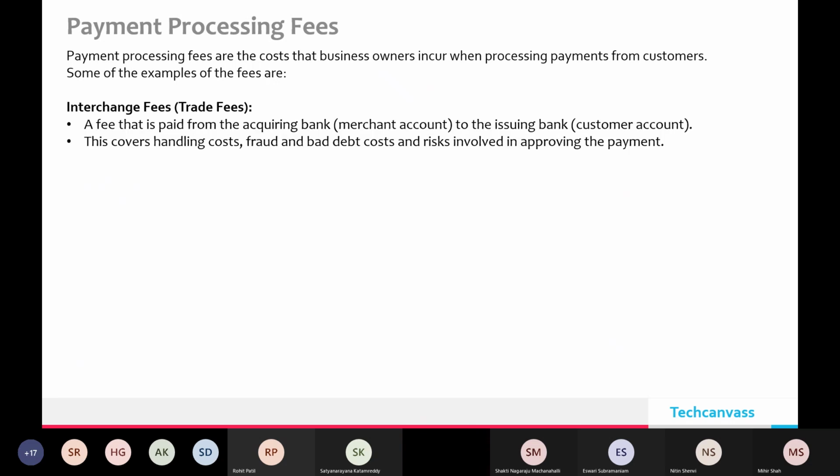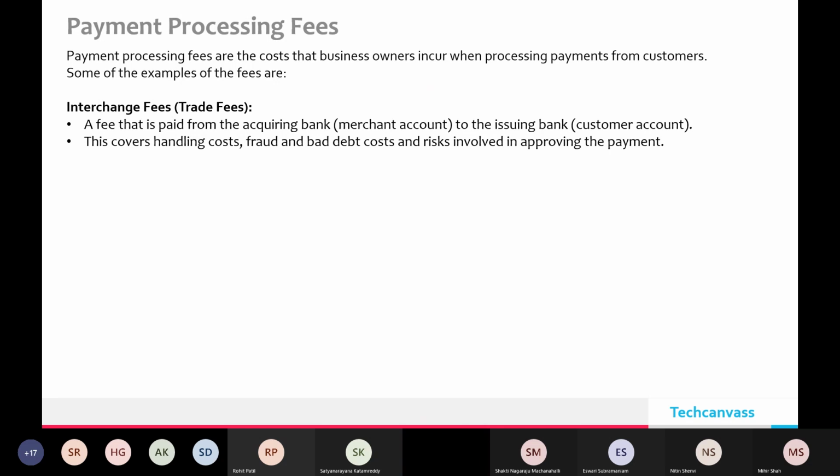So the first one is the interchange fee, which is also called trade fees. This is the fee paid by the acquiring bank, the merchant bank, to the issuing bank. This is generally like 1.5 to 1.75% of the transaction amount. This is the biggest fee paid by the acquiring bank to the issuing bank, and it covers the handling costs, fraud and bad debt costs, and also the risks involved in approving the payment. So the issuing bank is the one giving the funds to the merchant bank.